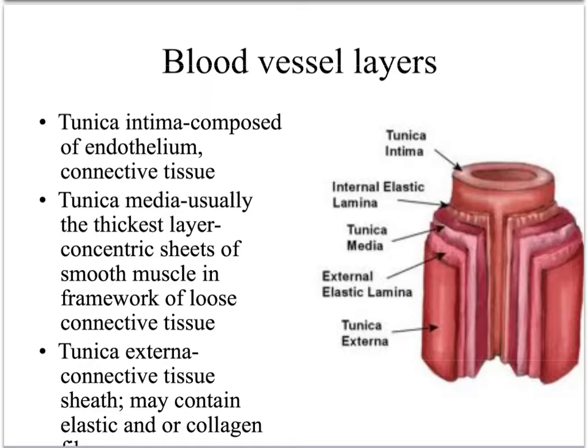Finally, the outermost layer of the blood vessels we're going to be referred to as the tunica externa, and this is simply a connective tissue with some elastic fibers and some collagen fibers, and quite often this is simply going to blend into the fascia. So we'll be talking about the layers and their importance as we go through the different types of blood vessels.